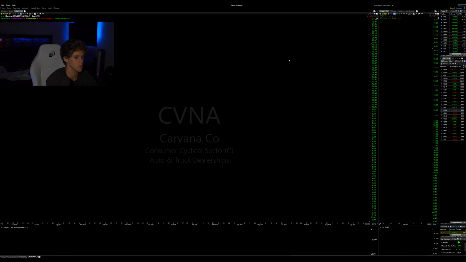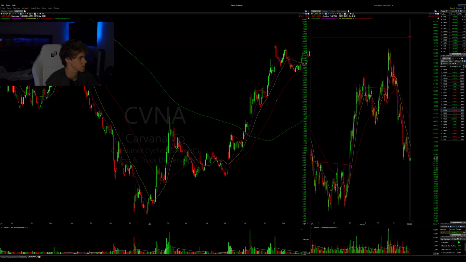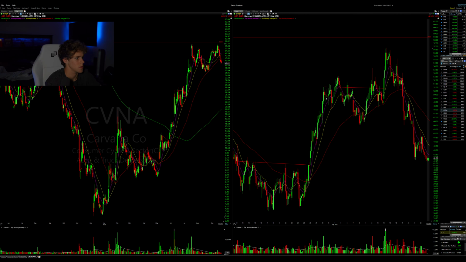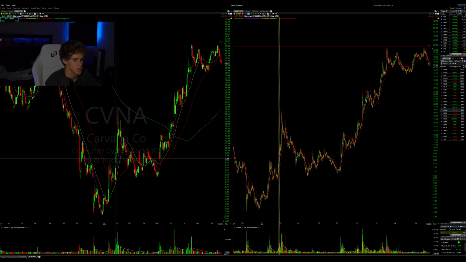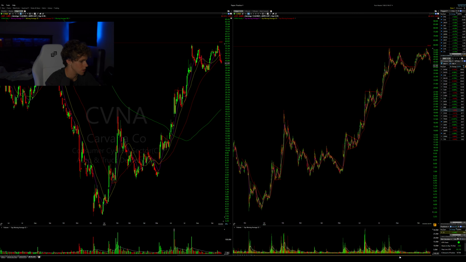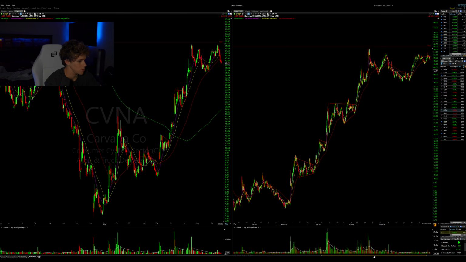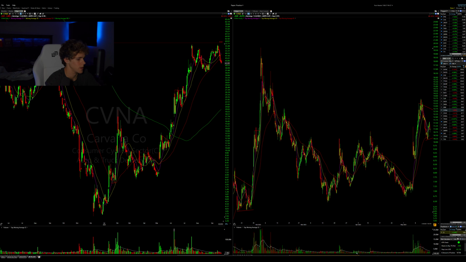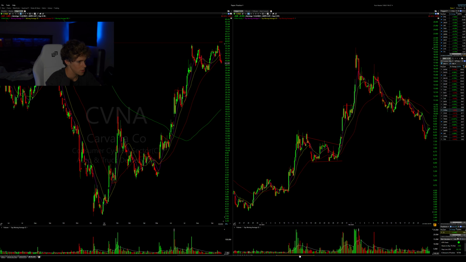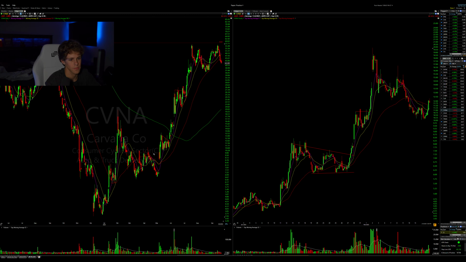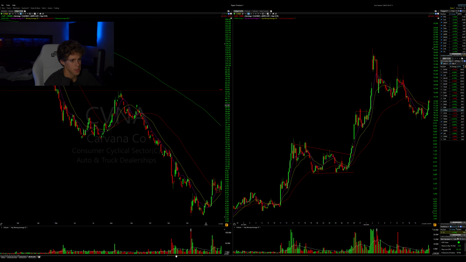Let's go over to Carvana because that would just be better. Okay, so Carvana, where was this day? This day is right here. So when you have contracts that expire quick and you don't know how long this run is going to last, you can zoom in on time frames. So let's take a look here.